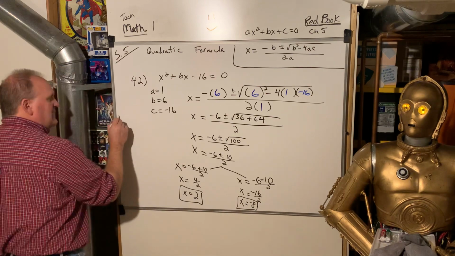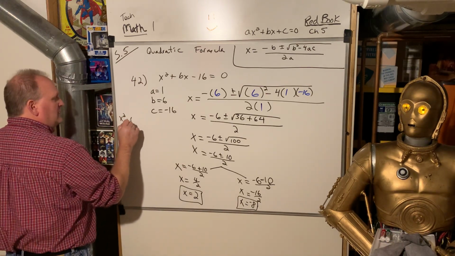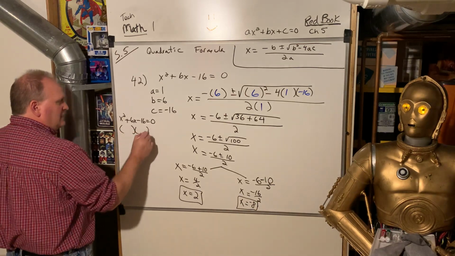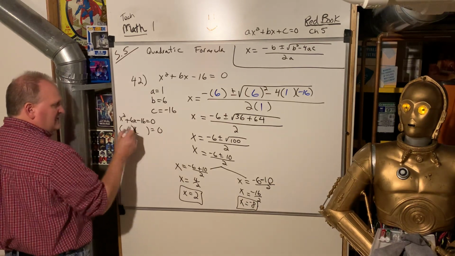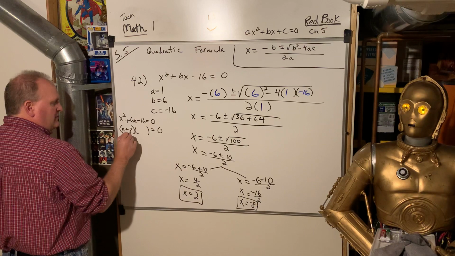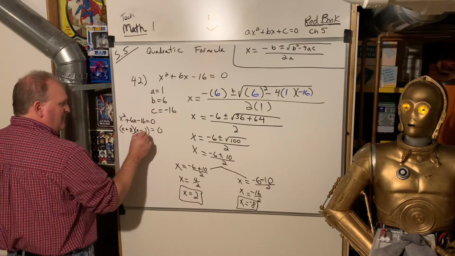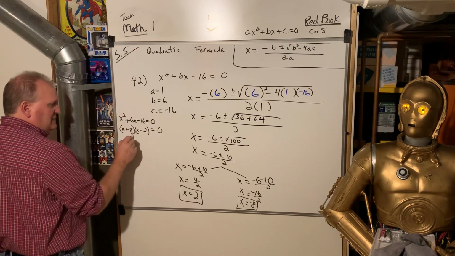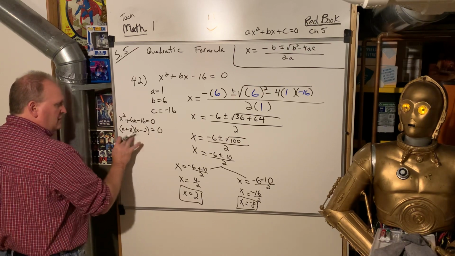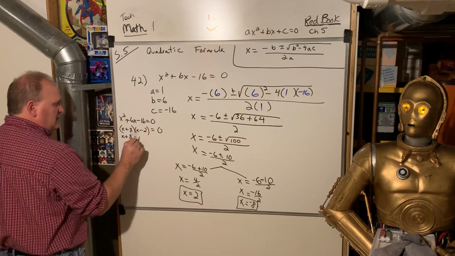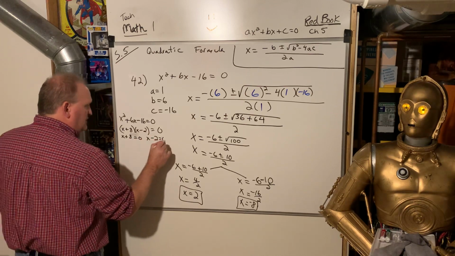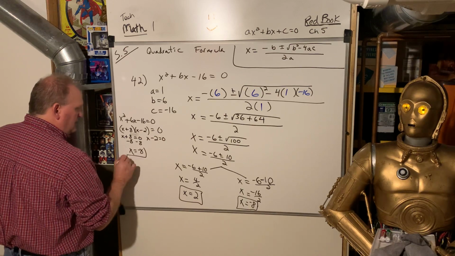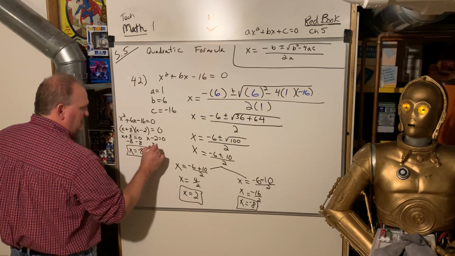So if you would have attacked this problem differently without doing quadratic formula, you would have factored it into, multiplies to be negative 16, adds up to be positive 6. That would be plus 8 and minus 2. That's negative 16, but added is positive 6. And then now look, we say x plus 8 equals 0, and x minus 2 equals 0. So x equals negative 8, or x equals positive 2.